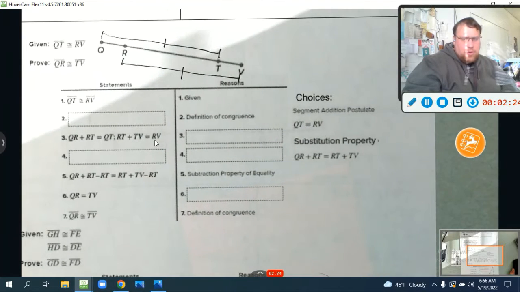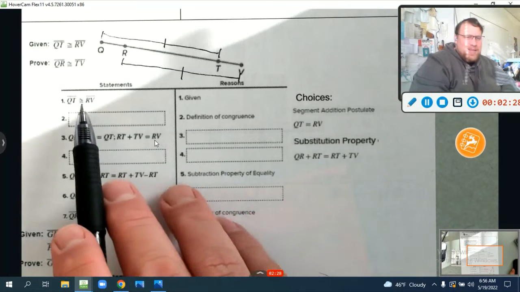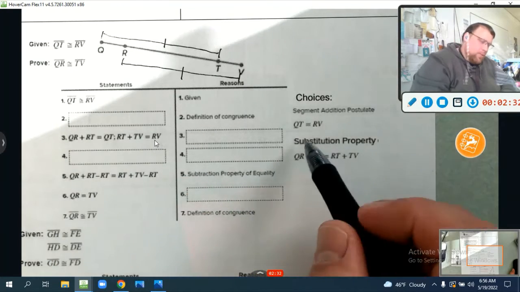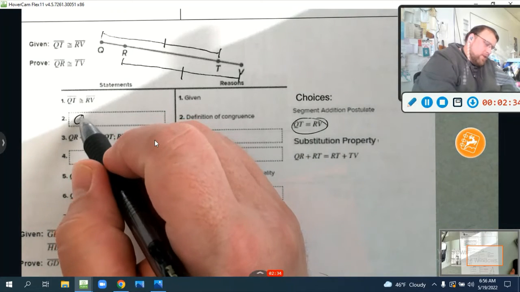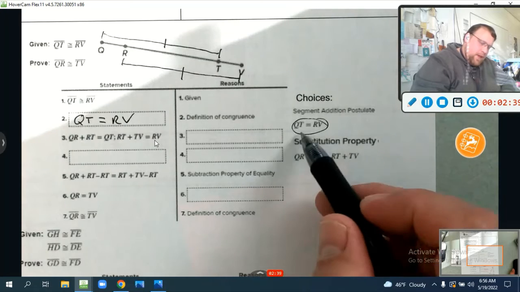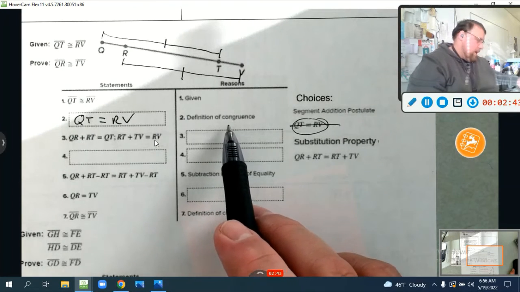Let's go ahead and zoom in there so it's easier to see. And that's a given. And what did I tell you? Whenever we say something's congruent, guys, 99% of the time, it's going to follow up with it equals it. So QT equals RV, right? Okay? That's the definition of congruence. Now watch what happens here.